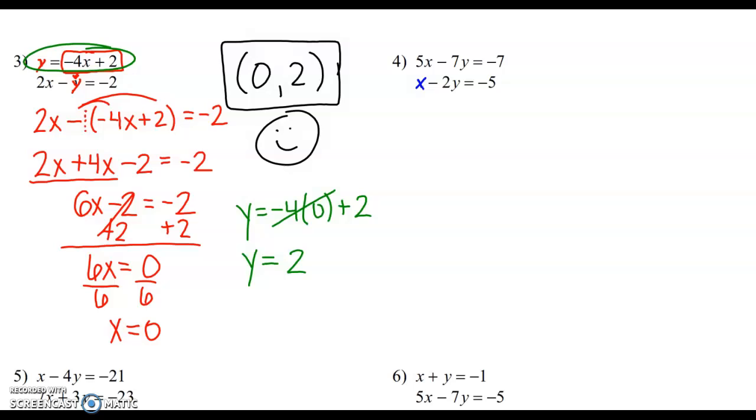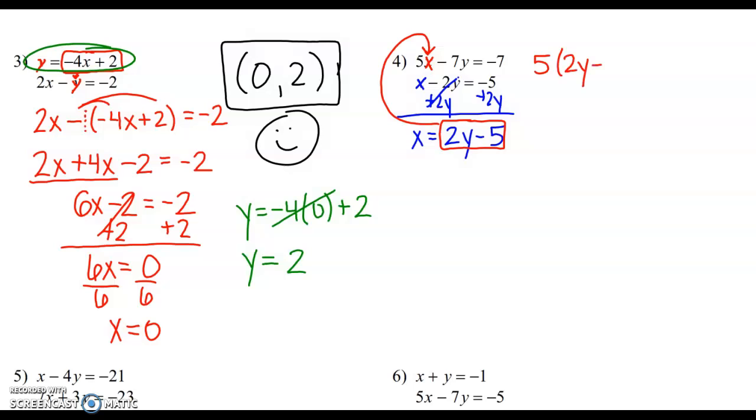So to solve for x, to get rid of the minus 2y, I would add 2y on both sides. So then x equals, I can't combine 2y and negative 5, so variables first, this would be 2y minus 5. So now I solve the bottom equation for x. So I replace x in the top equation with what x is equal to, 2y minus 5. Right? So you have to solve one of the equations for x or y when it's not already done for you. So now I'd have 5 times x is 2y minus 5, still minus 7y, still equal to negative 7.